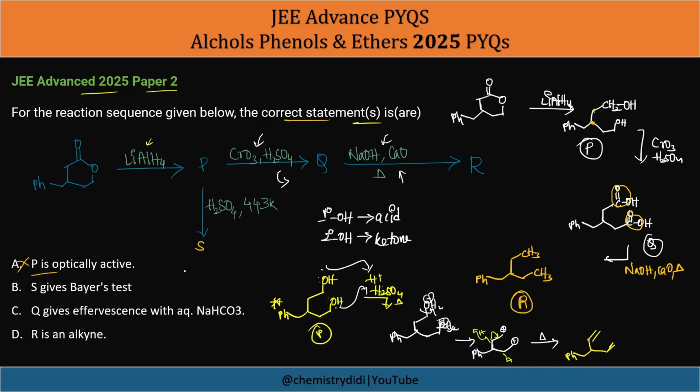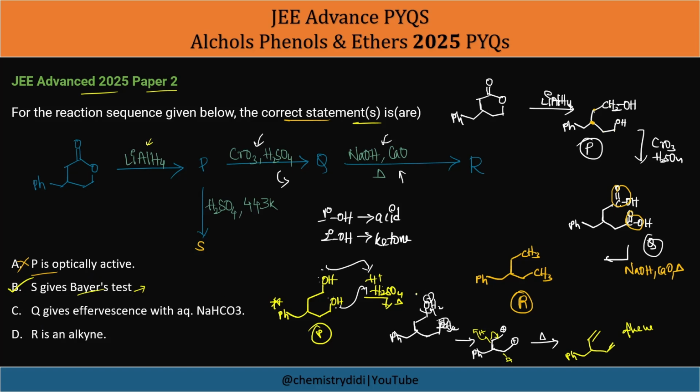Okay, here they were not asking how many possible products are formed in S, so that's why we are not solving it here. They were asking whether S gives a Bayer's test. See here, Bayer's test means what? What is Bayer's reagent? Bayer's reagent is cold dilute KMnO4, which is basically used for testing unsaturated compounds, and here it is an alkene, and as it is an alkene, it gives a positive test. That's why this option is correct: S gives a Bayer's test.